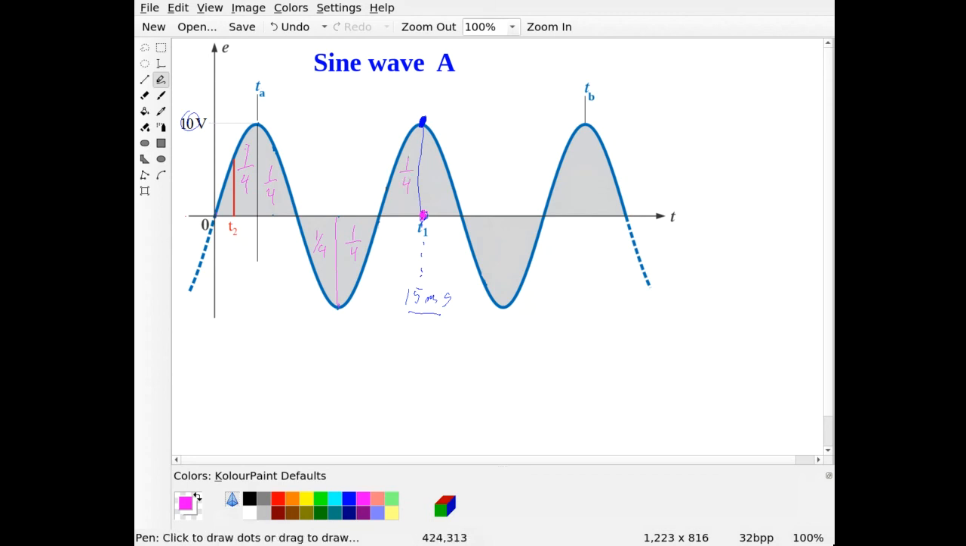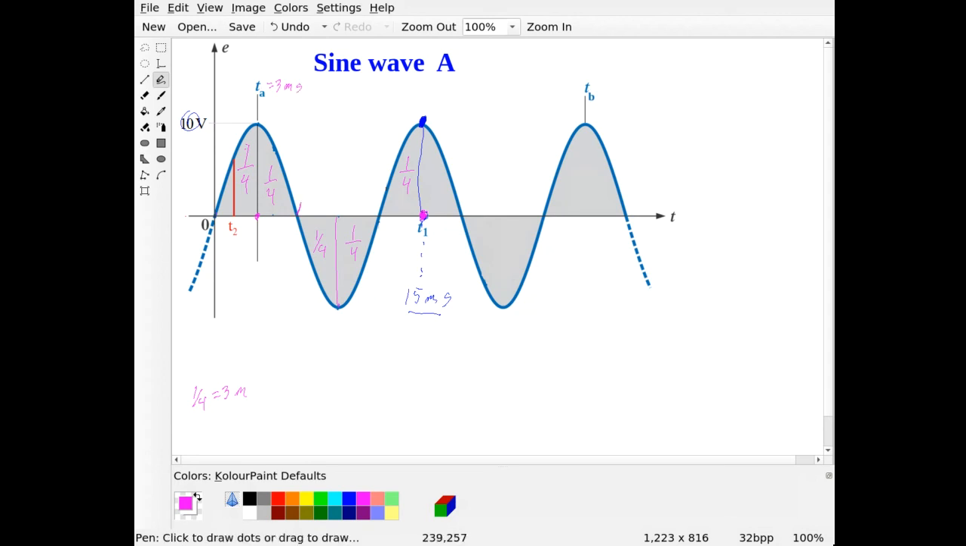This is 1/4, and this is 1/4 of a cycle. And so if this is 15 milliseconds, and we divide that by 1, 2, 3, 4, 5, so we divide 15 by 5, we get 3 milliseconds. So 1/4 of a cycle is taking 3 milliseconds. So that means TA is 3 milliseconds.